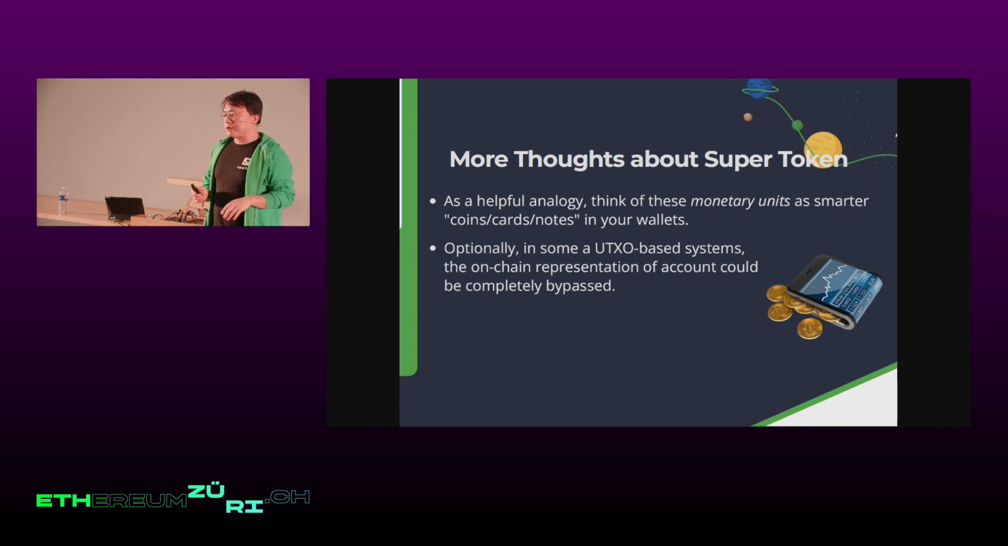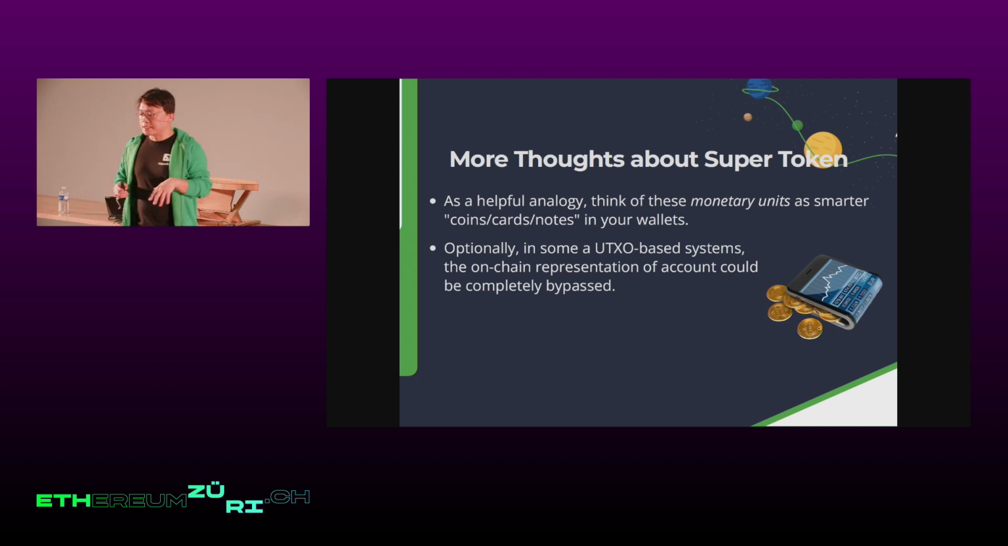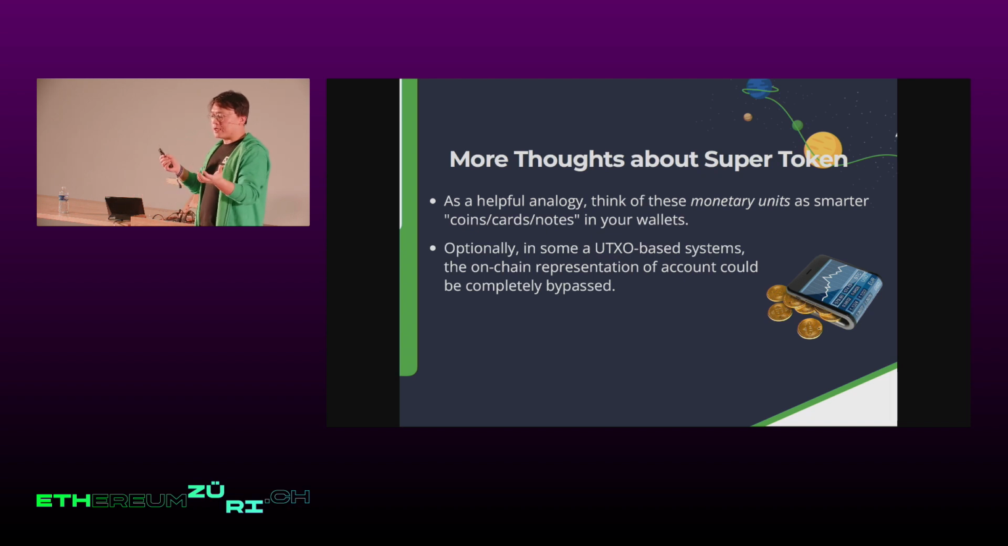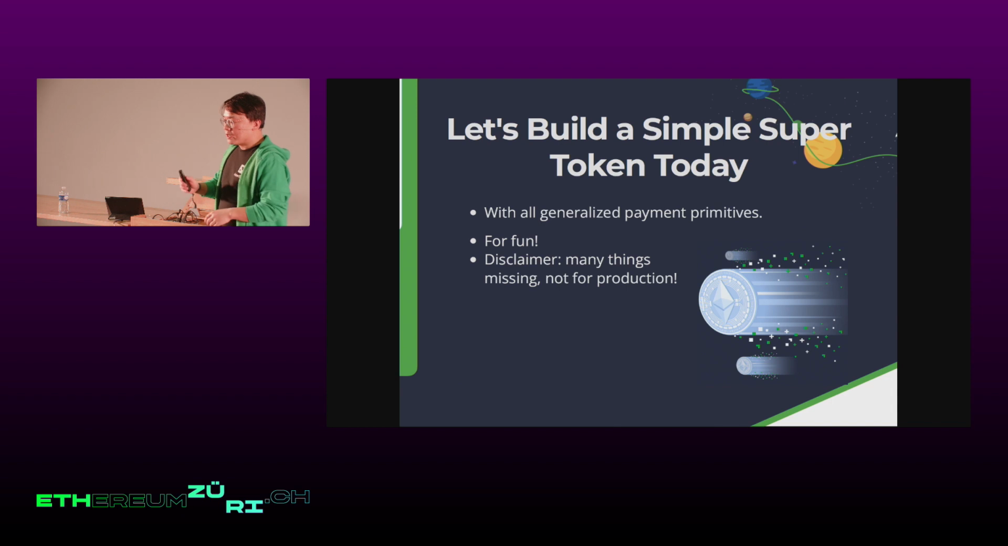A little bit more thoughts about super token before we move on to the main topic, which is functional programming. Monetary units you can think of as coins, cards, or notes in your wallets. Optionally, you can think of a UTXO-based system, where the on-chain representation of accounts could be completely bypassed. It's no longer a wallet, but just a bunch of notes. You can do that in your UI instead. All right, let's now have this mental model in mind, and let's build it using Solidity.